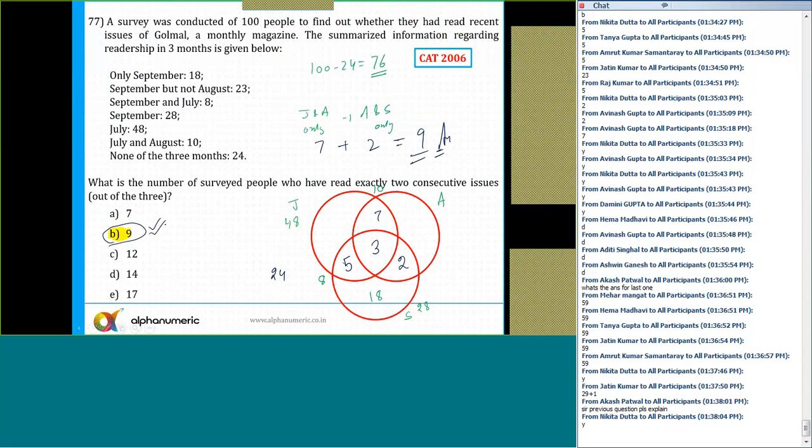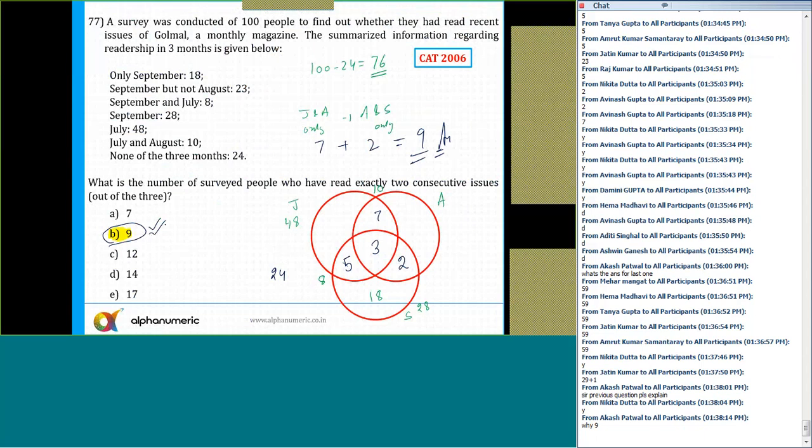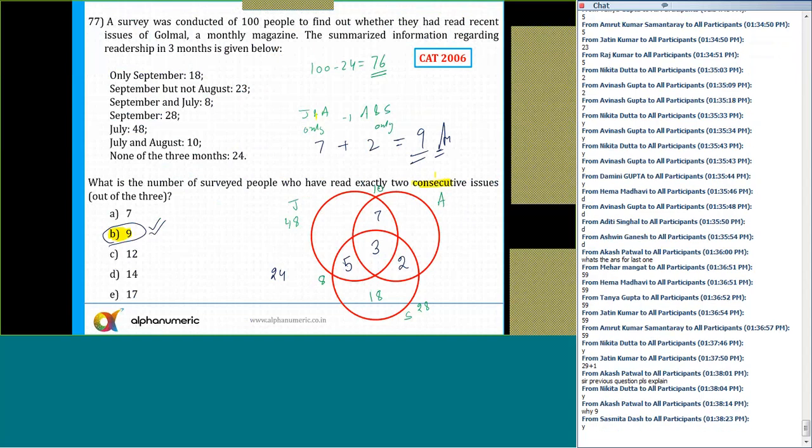So any doubts to anyone now? Please respond. Can we move to the next question? Because the question is asking what is the number of surveyed people who have read exactly 2 consecutive issues. So 2 consecutive issues means what? For the months of July and August, and August and September. These are 2 consecutive issues. September, October, do we have any data about October? No. September, October is not there. So July, August is 7. August, September is 2. So 7 plus 2, which is 9. Clear now?